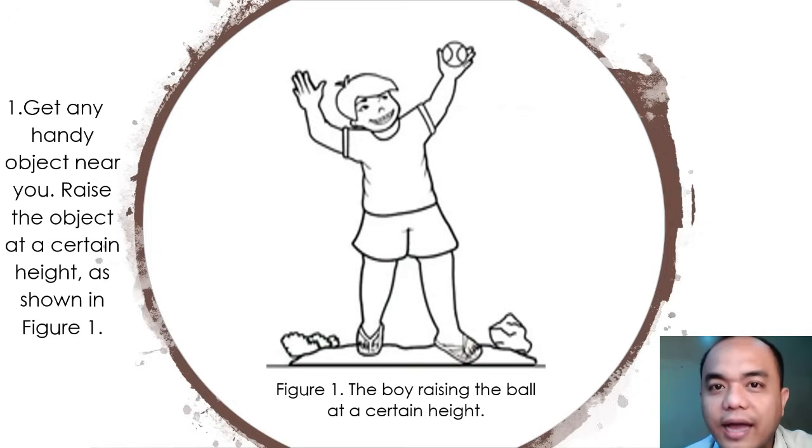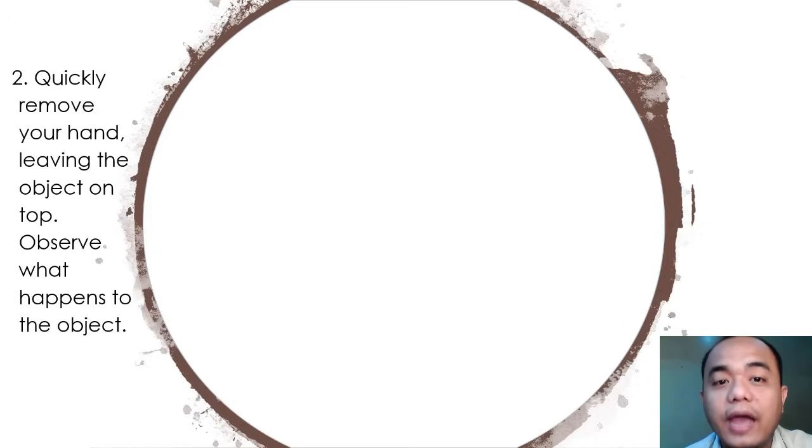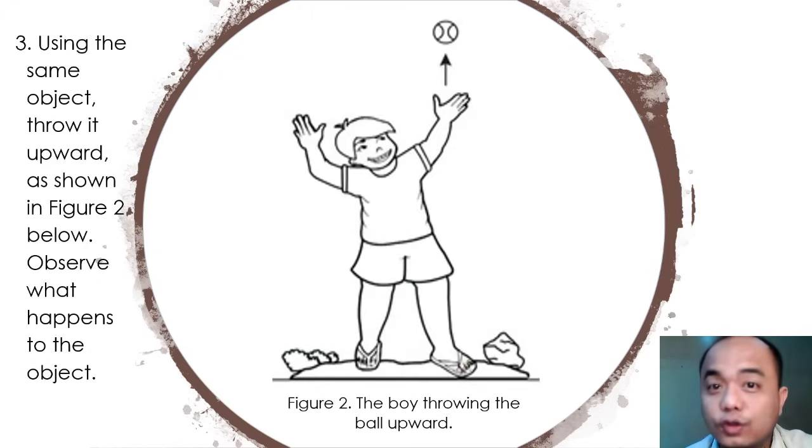Okay? After that, quickly remove your hand, leaving the object on the top. And you have to observe what happens to the object. Bitiwan mo yung object at i-observe mo ano ang mangyayari sa object pagkatapos mong bitawan. Ang susunod mong gagawin, using the same object, throw it upward as shown in the figure and observe what happens to the object. Diba kanina binitawan mo lang yung object. Ngayon naman, kapareho pa rin ang object, ihagis mo yung object pataas. Just like you see here on the screen. And then, i-observe mo pa rin ano ang mangyayari sa object na hinagis mo pataas.